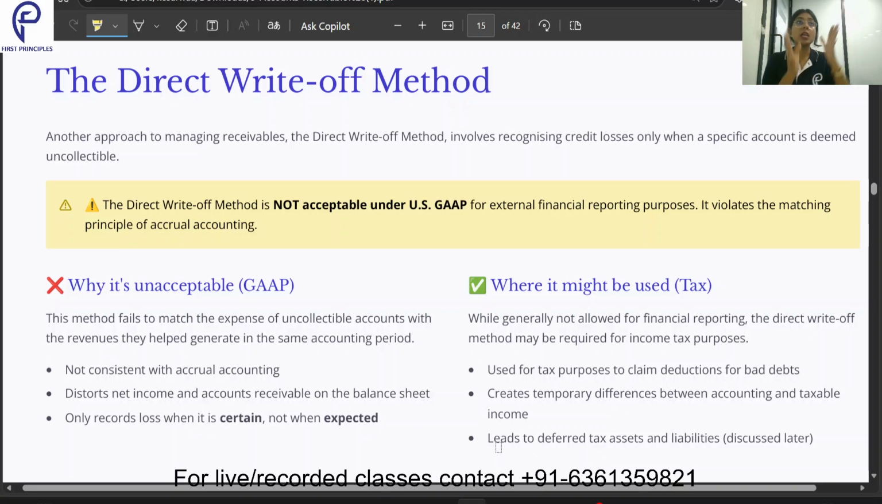So what is happening? Revenue is recognized in year 1, but I am writing it off. I am recording it as a bad debt expense in year 2. So this is not in the same period. That is why it is unacceptable under the US GAAP.